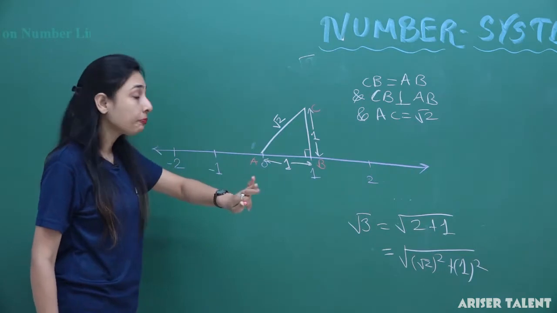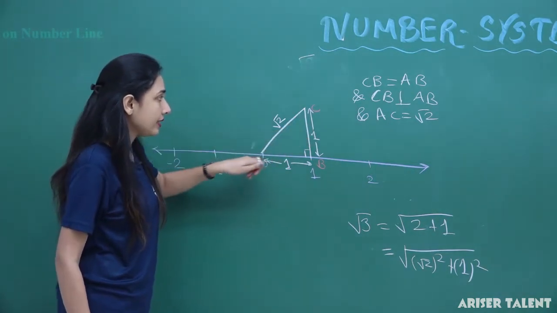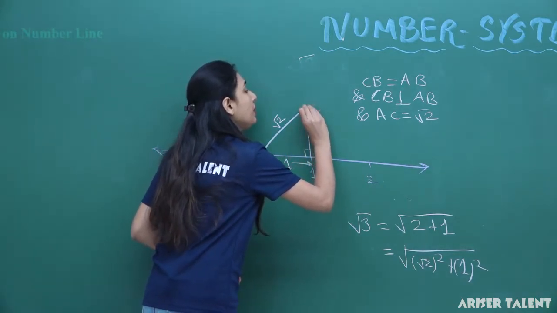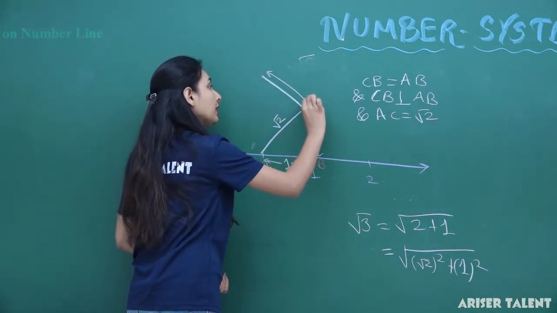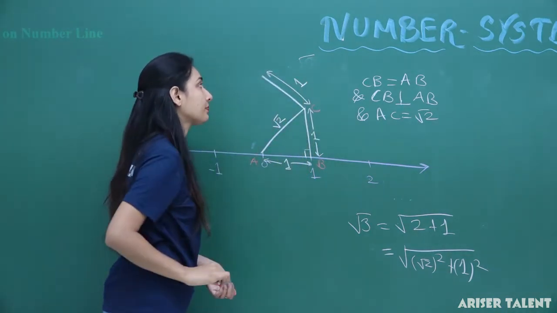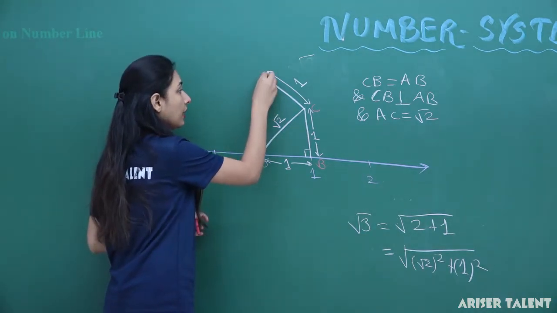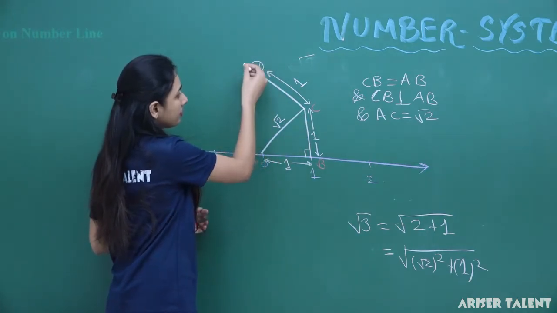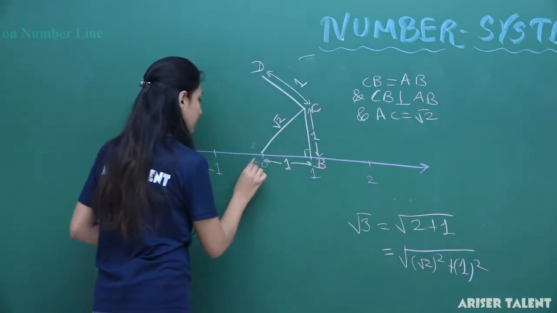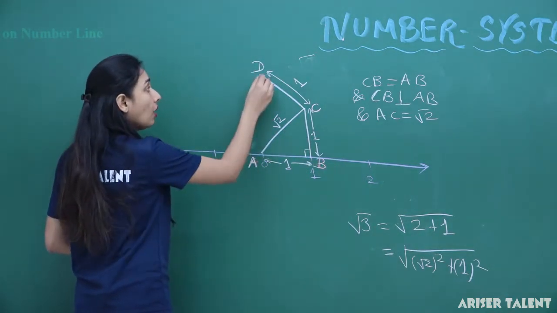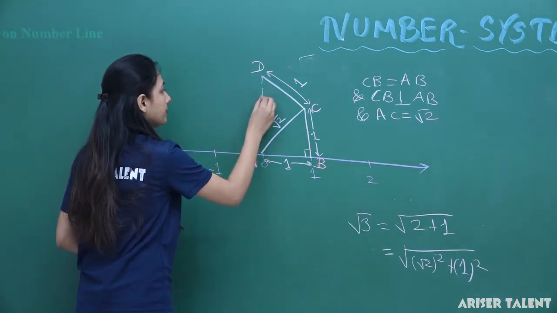So what I am doing, I am drawing a perpendicular to AC. Now, perpendicular to AC will be something like that. This should be again 1, and then I will join. Let us suppose this point is D. So this is C, this is B, this is A. Now I am just joining this D to A.